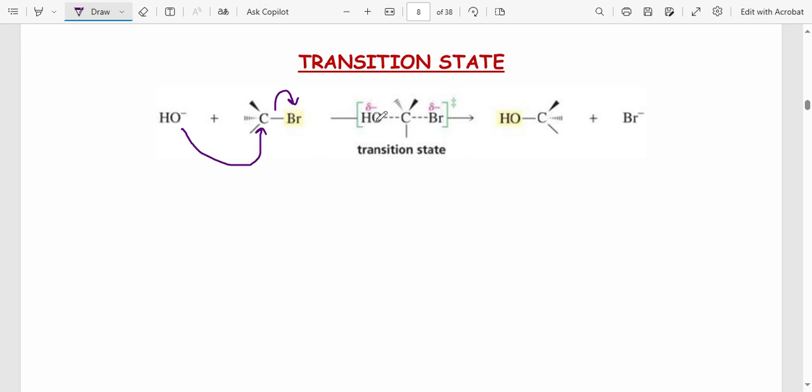Now, oxygen is more electronegative than carbon. Halogens are more electronegative than carbon. That's why you can see the oxygen is carrying a partial negative charge. Bromide is also carrying a partial negative charge. The carbon is going to have partial positive charges. And the next thing that will happen is that the bond with the bromide will fully break. The bromine has actually now carried those 2 electrons, and so it's now negatively charged. And then the bond has now formed with the hydroxide.